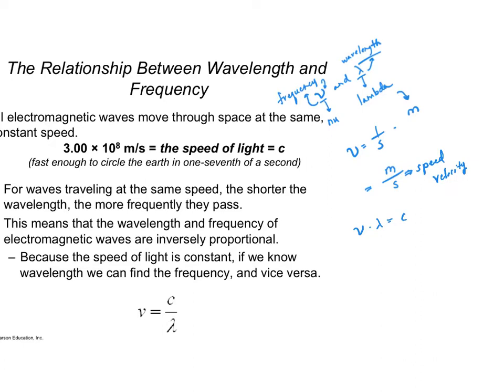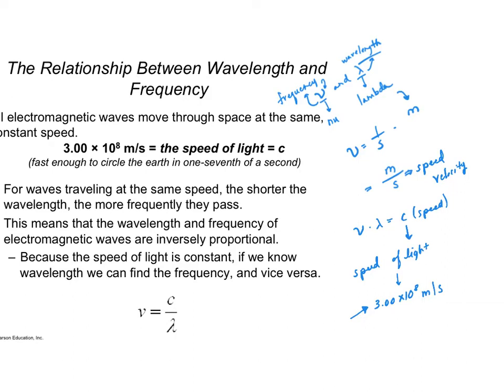And for electromagnetic radiation, this is the speed of light. Okay, so the speed of light is a constant. It is moving at a constant speed, so that speed is 3.0 times 10 to the 8th meters per second, which is very, very fast. All right, and so all electromagnetic radiation moves at this exact same speed.